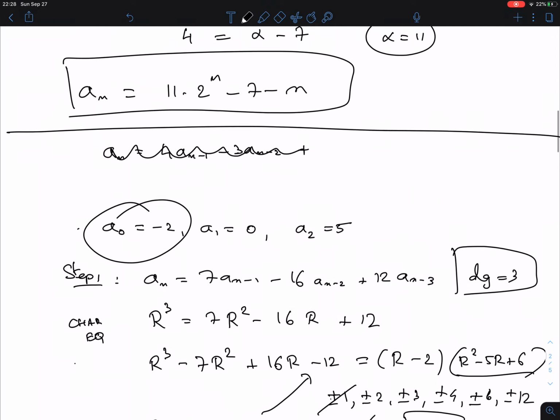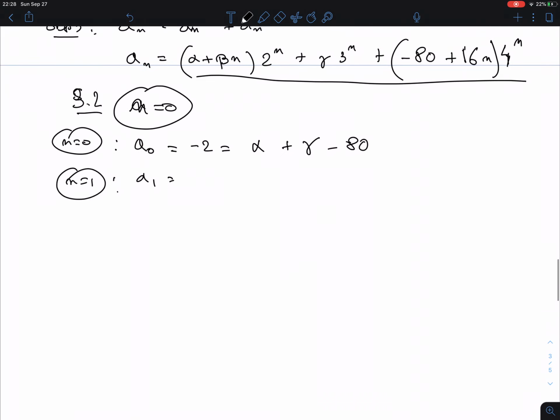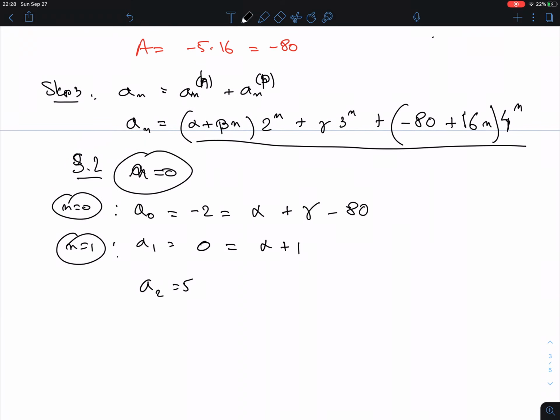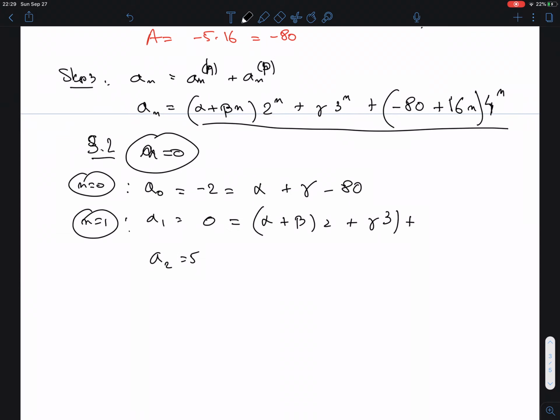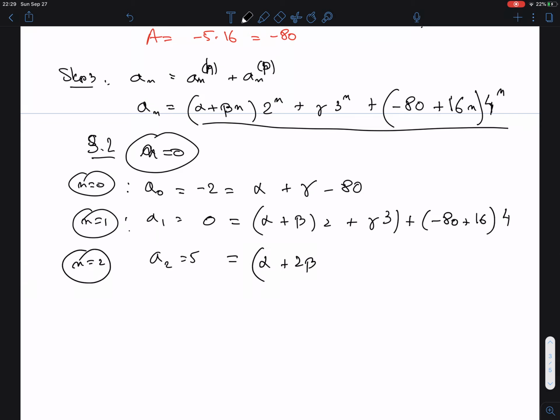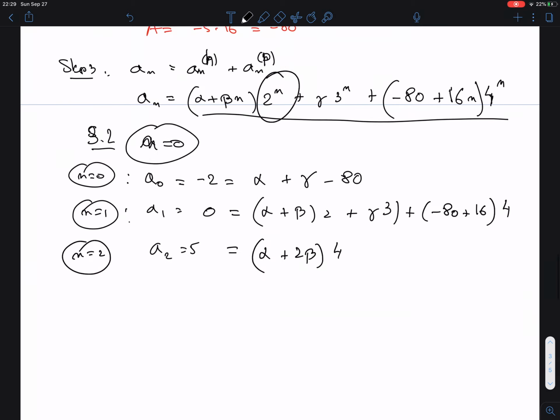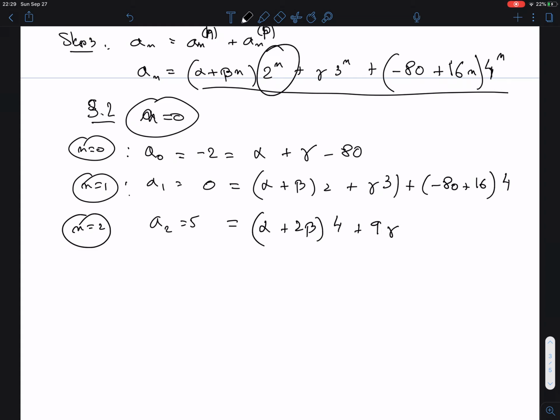I think 0, and the other one is 5. Yeah, let me already write it up, otherwise I'm going to forget it again. Okay, so now I plug in 1, I get alpha plus beta times 2 plus gamma times 3 plus minus 80 plus 16 times 4. And then A2 is 5, that is, now I plug in n equals 2, that is alpha plus 2 beta times 4 to the power 2, right, plus 9 gamma plus minus 80 plus 32 times 4 squared, that is 16.